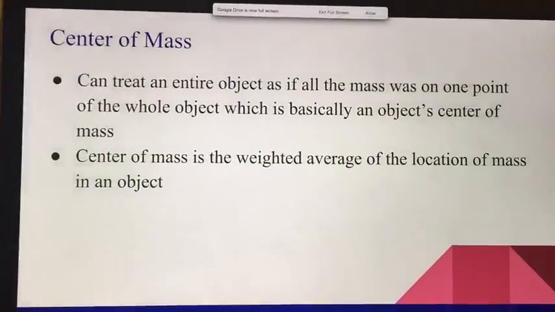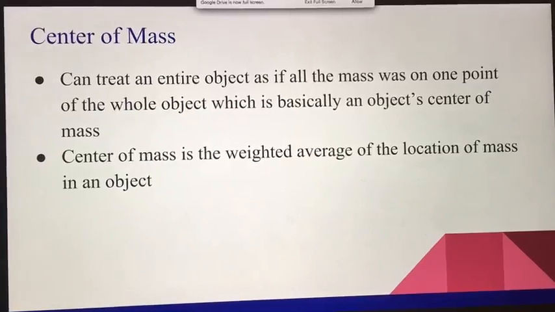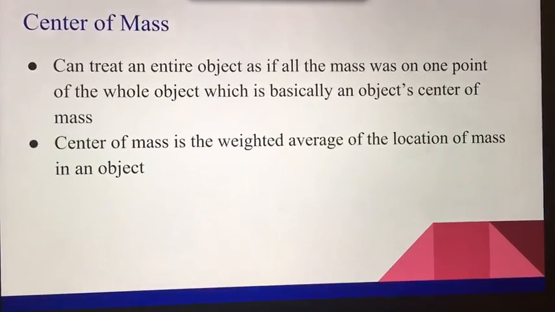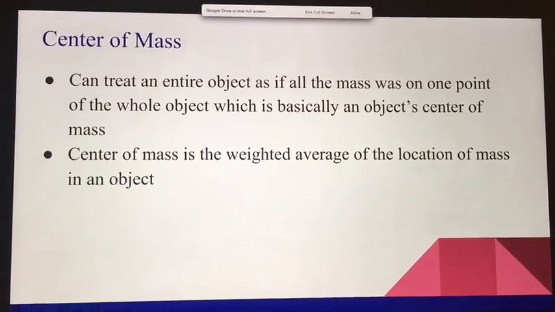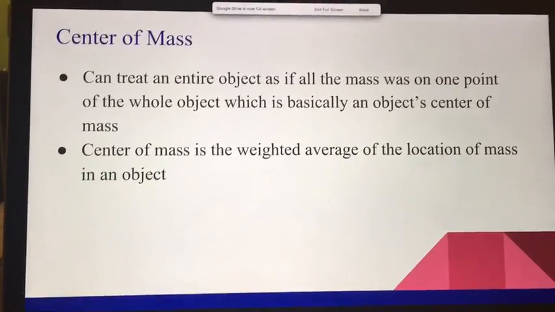So center of mass is when you can treat an entire object as if one point of the whole object is the object's center of mass. Center of mass is the weighted average of the location of the mass in an object.